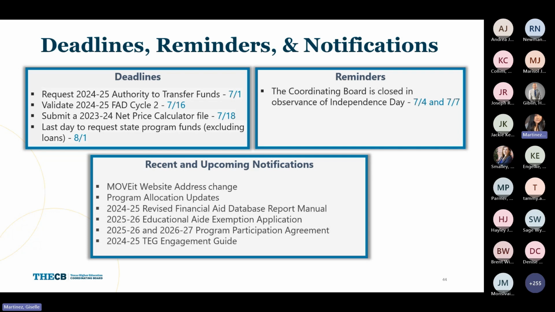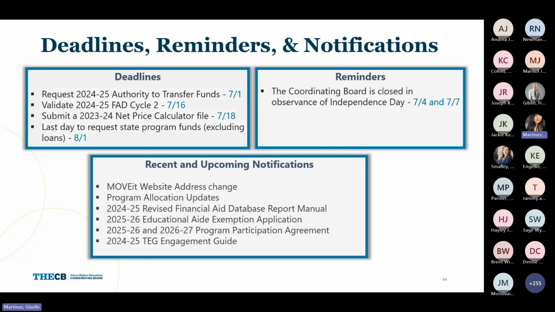And institutions must validate their 24-25 FAD Cycle 2 file by the 16th of July. And the last day to submit a 23-24 net price calculator file is on July 18th. And just as a reminder, the coordinating board will be closed next week on Friday, July 4th, and the following Monday, July 7th, in observance of Independence Day.